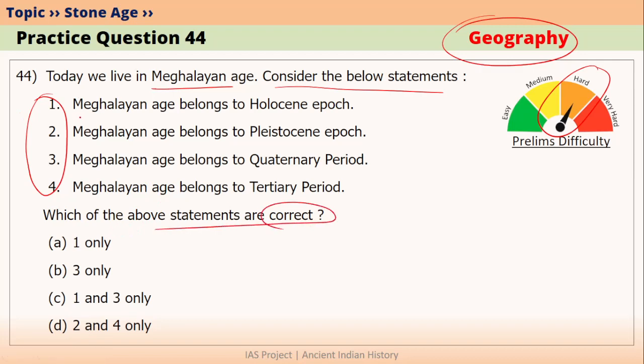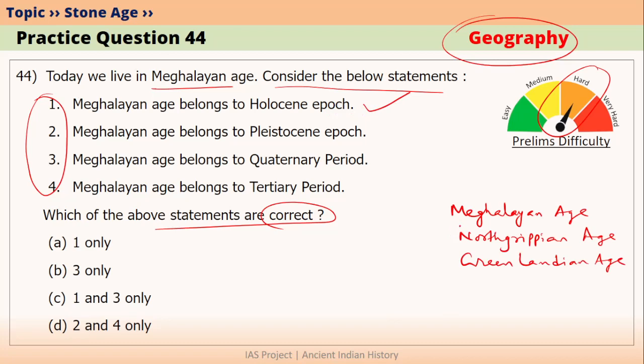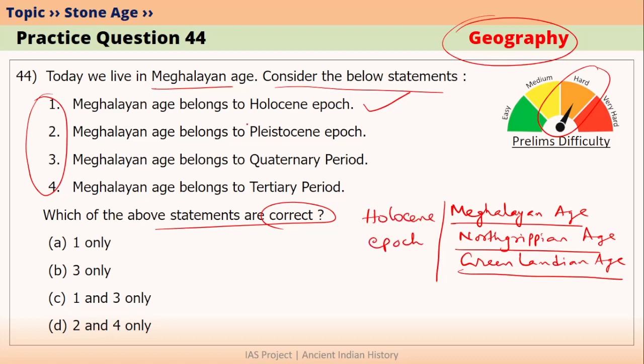The first statement is, Meghalayan age belongs to Holocene epoch. This is correct because Meghalayan age, North Grippian age and Greenlandian age belong to Holocene epoch. The second statement is, Meghalayan age belongs to Pleistocene epoch. Obviously this is false. If one is right, then 2 will be wrong.